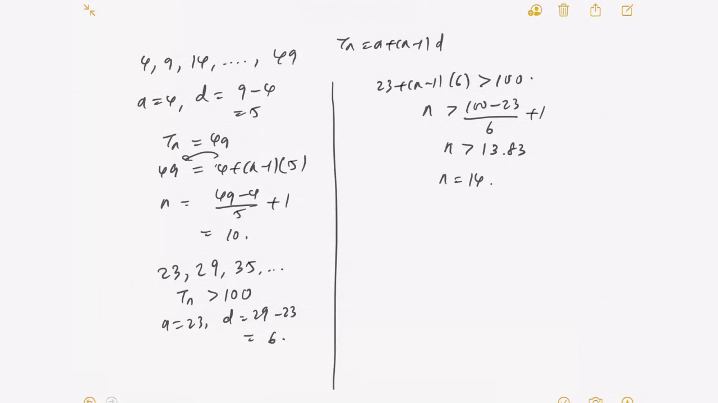So if you want to double check, you can just put T14 in the formula here. 14 minus 1 is 13. 13 times 6, 78. Answer 101. Okay, so the 14th term is the first term that is more than 100.